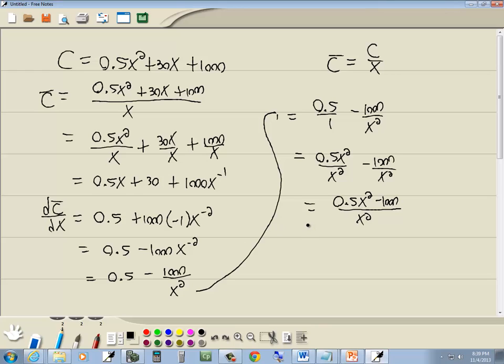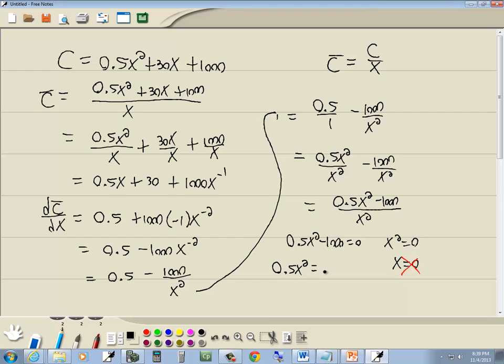Now we've got a single fraction, so to find the critical values, we'll set the top part equal to 0. So we've got 0.5x squared minus 1000 equal to 0, and the bottom, x squared, equal to 0. Well, if x squared equals 0, we just get x equals 0, and that doesn't make any sense, so ignore that one. If you get x equals a negative number or x equals 0, you can cross those off. So this one, we'll solve this.